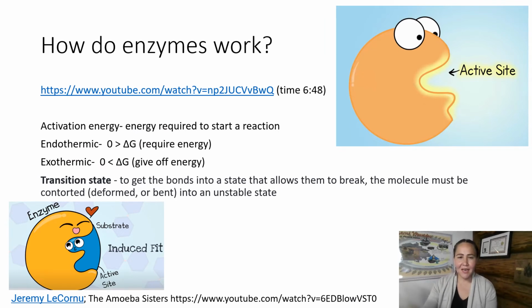So, how do enzymes work? We know that certain reactions have an activation energy. This is the energy required to start a reaction. Some reactions are endothermic, so the delta G is greater than 0, and it requires energy to proceed. Some reactions are exothermic, so the delta G is less than 0, and it gives off energy.